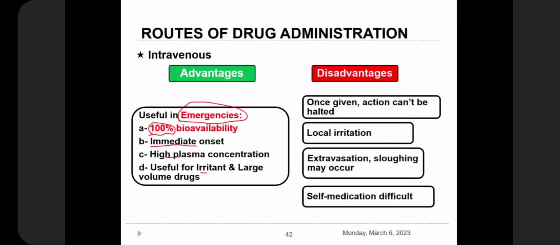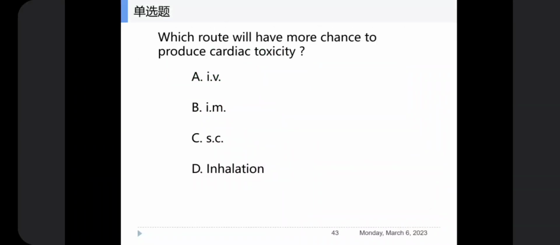And when we understand the advantages and disadvantages of different routes, we can decide what route can be chosen in different conditions. So this is the purpose of why we must learn the advantages and the disadvantages of the administration. Now let's see this question.